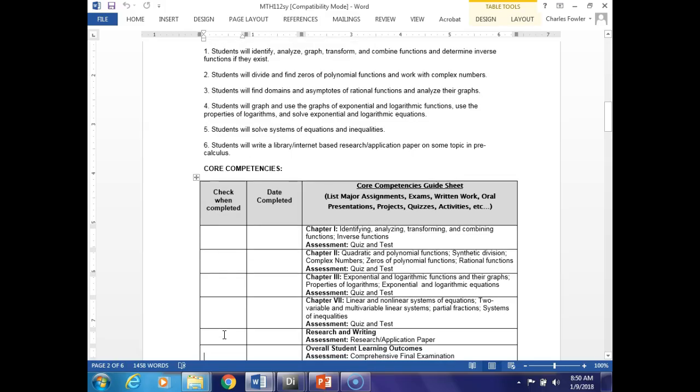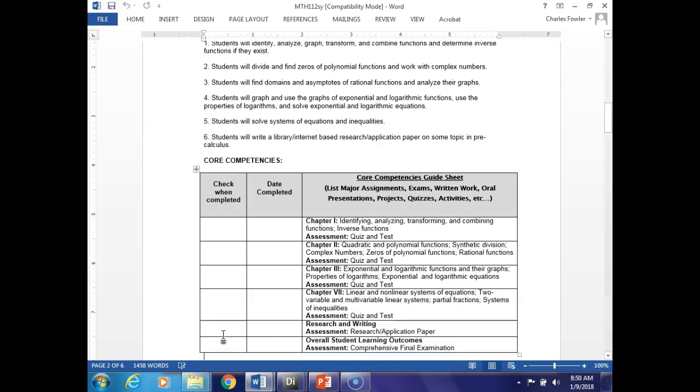Overall student learning outcomes. That's your comprehensive final exam. Okay, comprehensive meaning it's going to cover everything. But don't think that means it's going to be harder. Generally, by that point, everything is making more sense. You'll probably find that's one of the easier tests that we do. Okay? Because it's stuff you've already done and probably been tested over too.